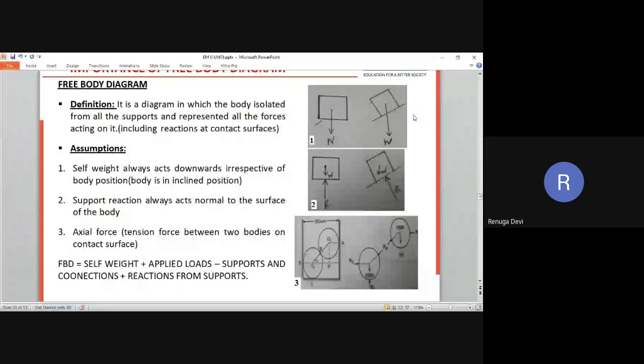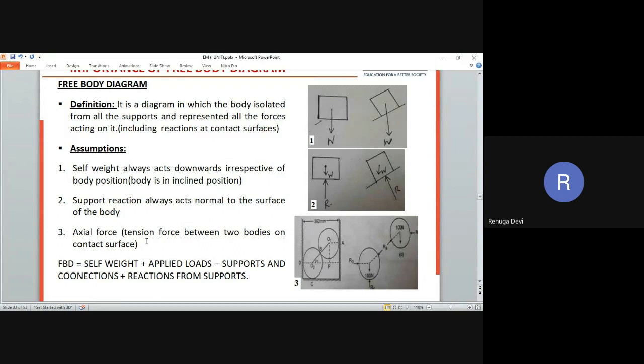Can anyone reply to me? Yes. So the body weight always acts downward at any inclined position, but the reaction works only from the place where the support is getting contact. These two things you should keep in your mind while doing the free body diagram.